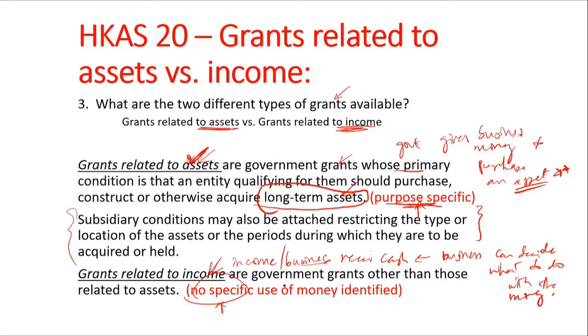And we will look at the recognition criteria. It's not that easy. Businesses cannot really use this money for just any purpose. There's of course a recognition criteria, and that's what we are going to look into the next slide. But I hope the basic idea has been explained very well here. The difference between the grants related to assets and grants related to income.